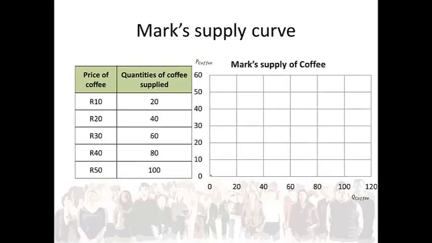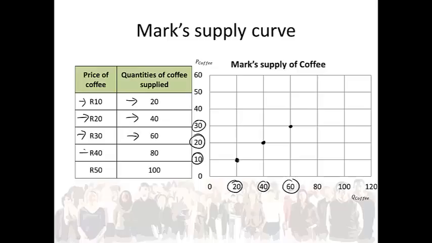First, you draw the market with the price of coffee on the vertical axis and the quantity of coffee on the horizontal axis. The axes are the same for demand and supply curves. If the market price for coffee is 10 Rand, Mark will be willing to supply 20 units of coffee. For a market price of 20 Rand, Mark will supply 40 units of coffee. At a market price of 30 Rand, Mark will supply 60 units of coffee. So there's 30, 60.